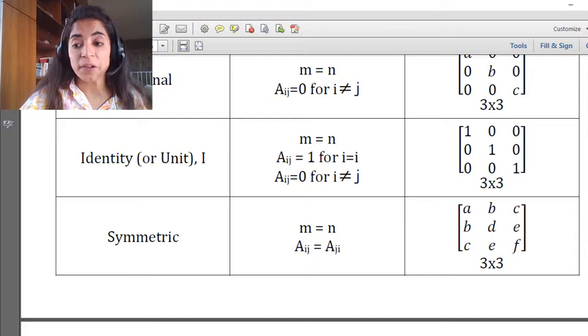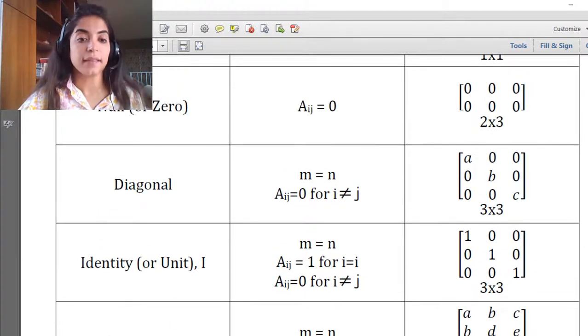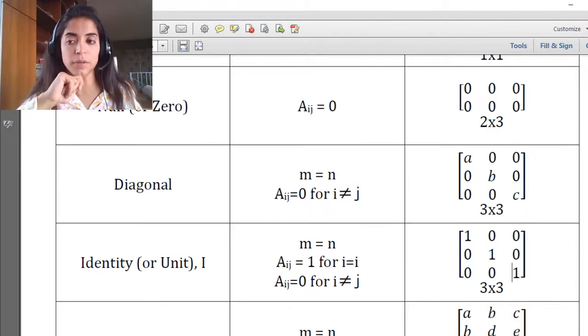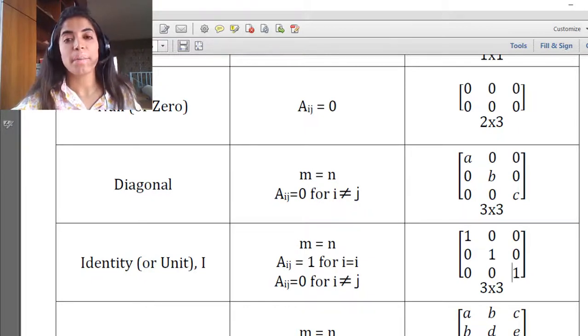So these are the types of matrices. I can say that the two most important types are the square matrix and the identity matrix because they will be used later on. In the next video, we'll start with the matrix operations.